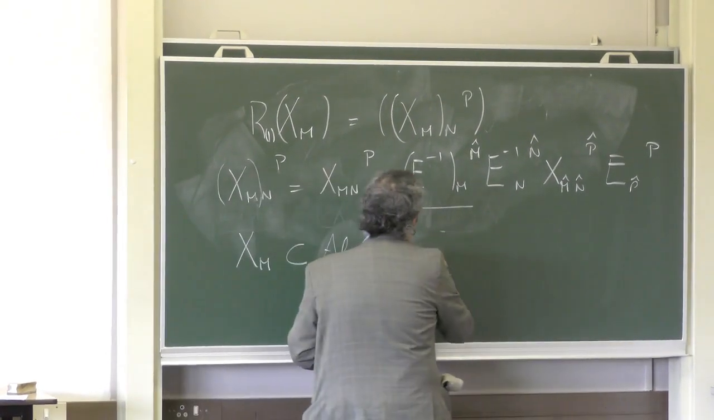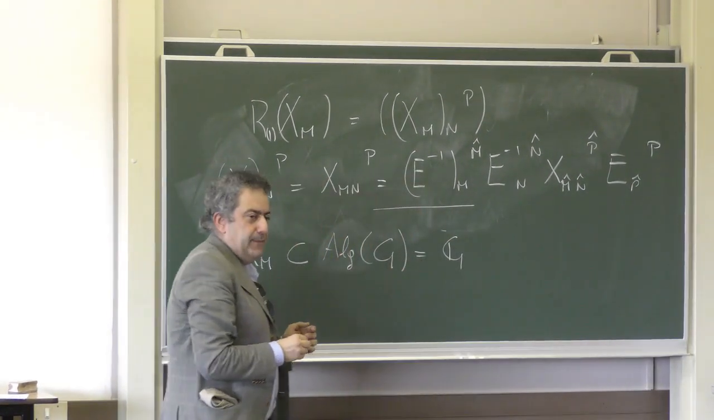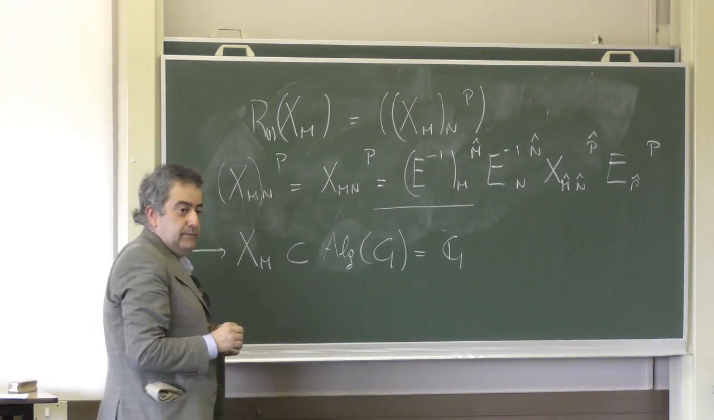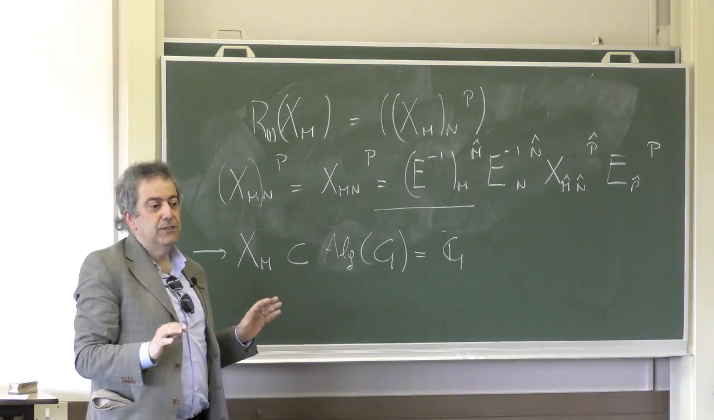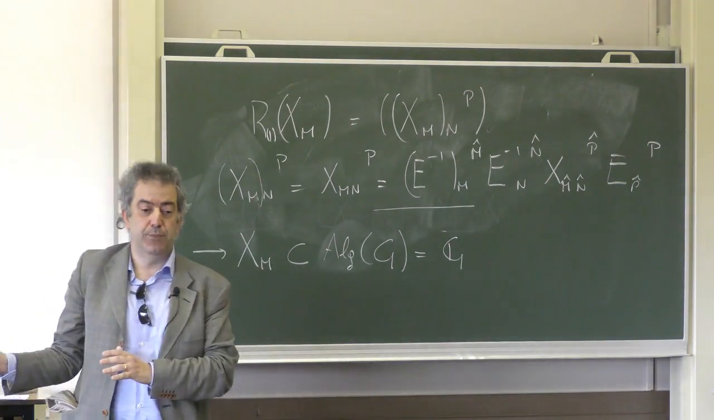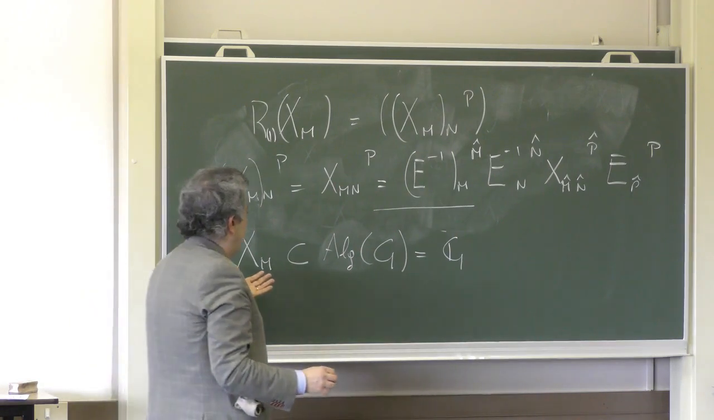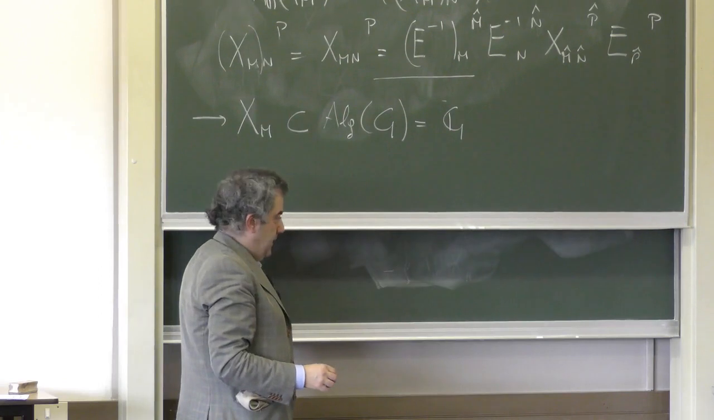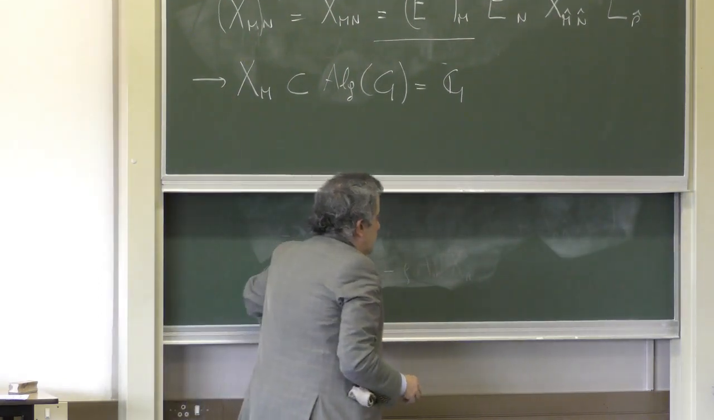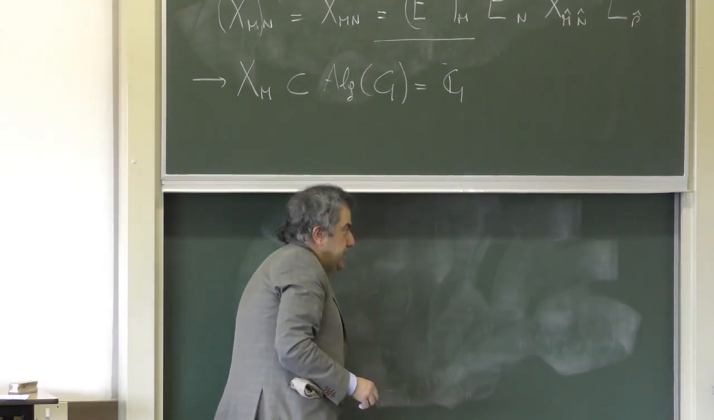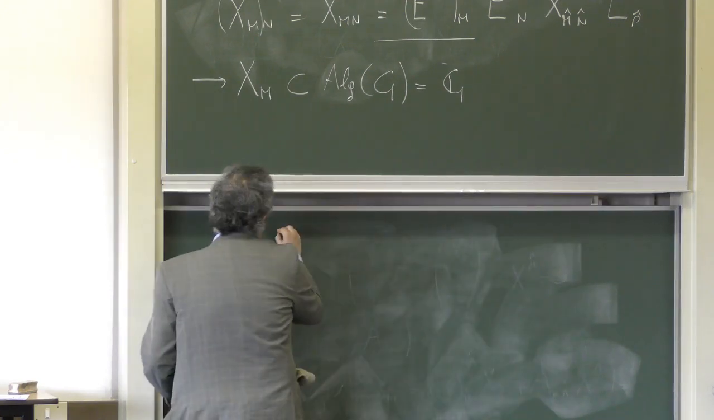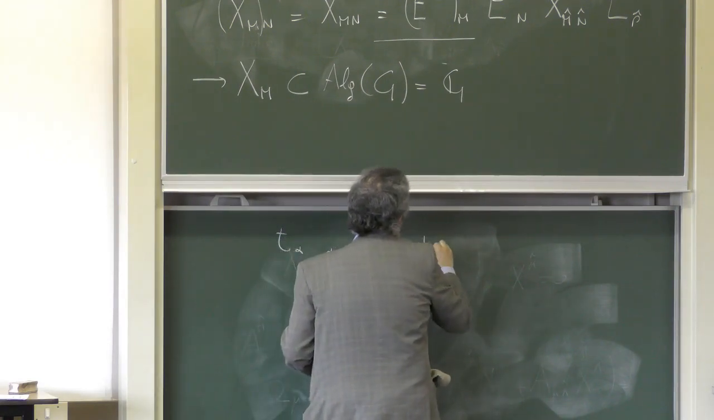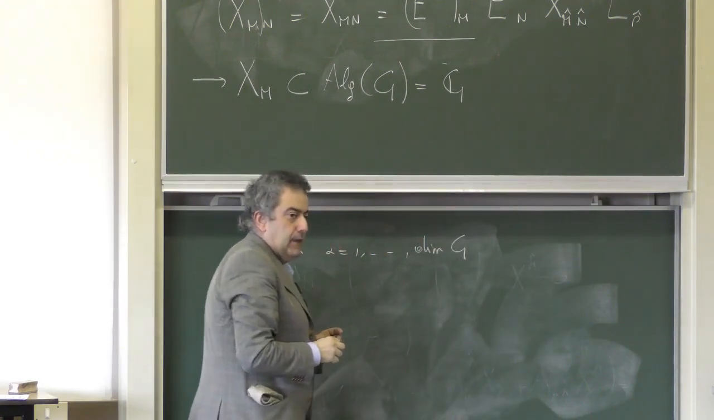Let's call this algebra. Well, we have already called this algebra. So this is what we should do now. No more reference to Lagrangians and their global symmetry. So we want to characterize this Xm as elements of G, of the algebra of G. Some notation for describing the algebra of G. Let us denote by T alpha, alpha running from 1 to the dimension of G, the generators of G.